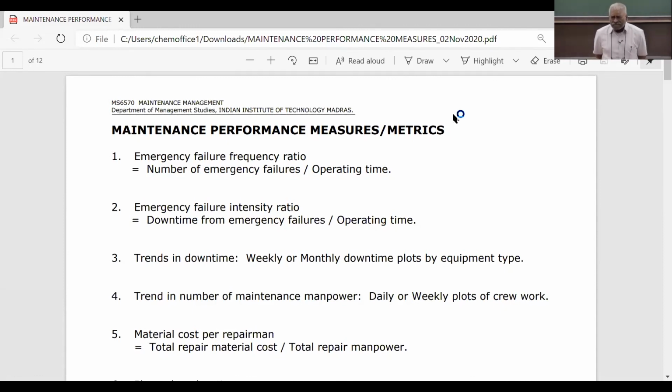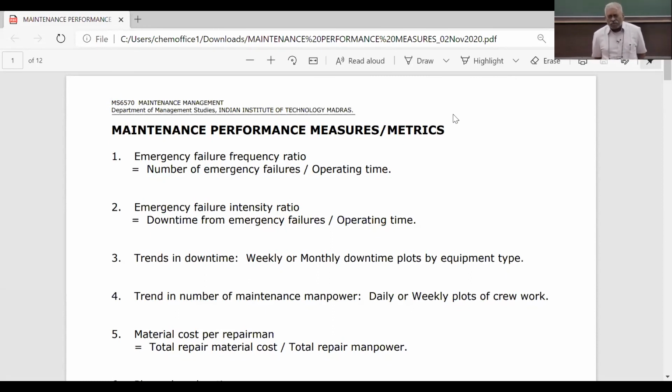The fourth one is trend in number of maintenance manpower. So you can have daily or weekly plots of crew work: electrical, plumbing work, oiling work, etc. So you can classify the workmen and do the trends of work. Like that, manpower. It's a simple graphical plot.